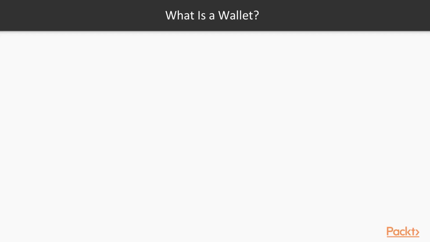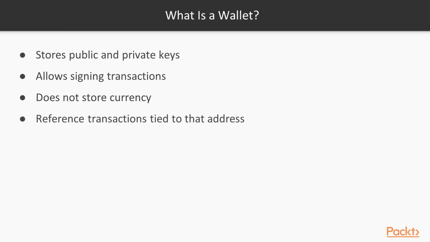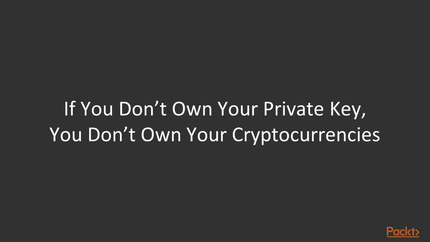A wallet's a software program that stores public and private keys. It allows you to interact with blockchains to sign transactions, which may include sending and receiving currency or executing smart contracts. They don't actually store any currency. They can only reference transactions on the blockchain tied to that address. Well, let's talk about public and private keys for a minute. It's an important concept to understand because if you compromise your private key, you compromise everything associated with it.